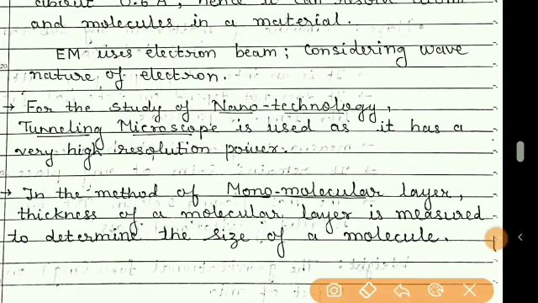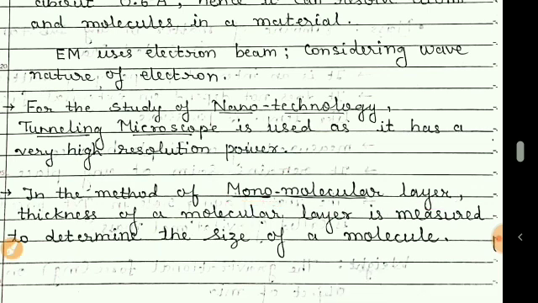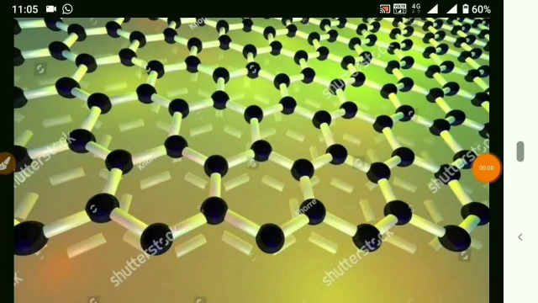One more method of measuring the size of a molecule is the method of monomolecular layer. In this method, a substance is taken whose molecule size is to be measured. Now, this substance is made thinner and thinner till its thickness becomes that of the size of the molecule, and after that its thickness is measured with the help of some technique or instrument. You can see here a monomolecular layer of some substance.